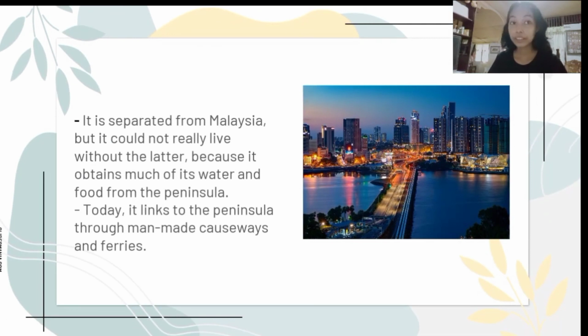It is separated from Malaysia, but it could not really live without the latter because it obtains much of its water and food from the peninsula. Today, it links to the peninsula through man-made causeways and ferries. The picture we have shown here is the Johor-Singapore Causeway connecting Singapore and Johor Bahru in Malaysia. It is a road and also a railway that connects Singapore to the mainland, which is Malaysia.